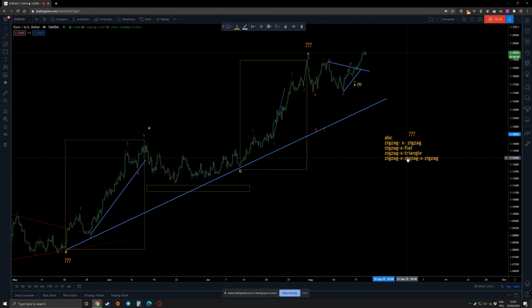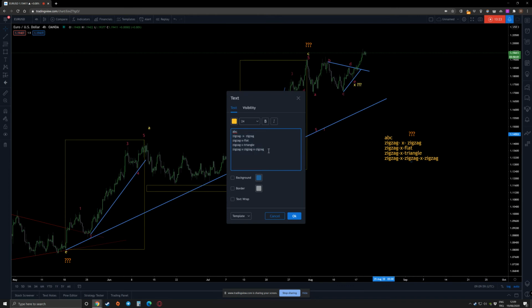Where are these double and triple patterns? No, you almost never see them. Double and triple combinations, never. Triple zigzag, double zigzags, no. They only think that it's so simple. Well, I'm sorry, it doesn't work like this.